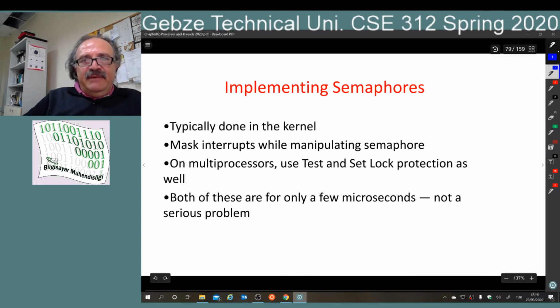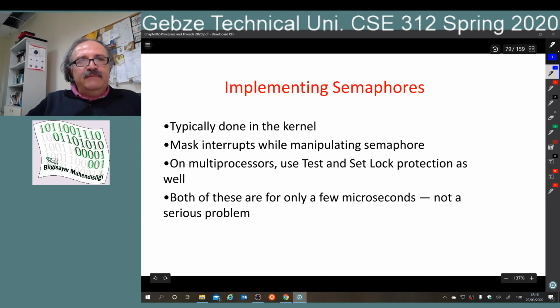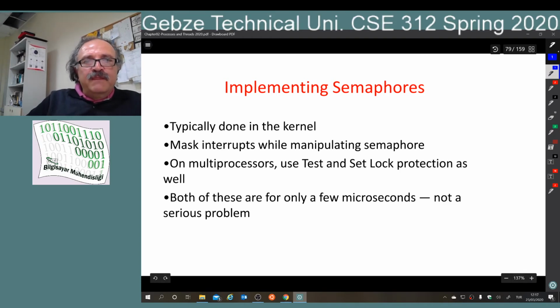So let's say I need to implement up and down. Okay. It is typically done in the kernel, but you don't have to. While I am implementing this, you must interrupt or disable the memory bus on the multiprocessor test and set lock protection as well. Okay, it only takes a few microseconds.